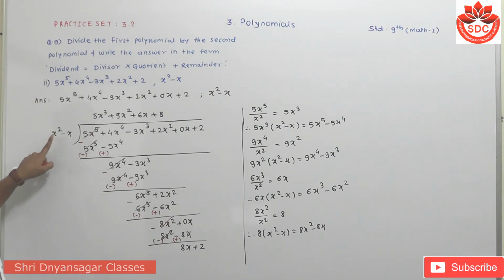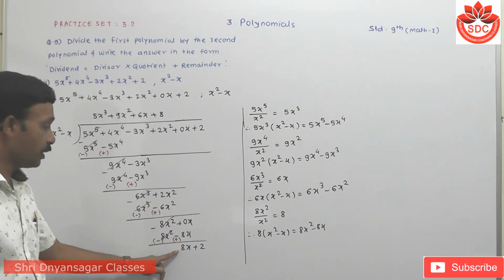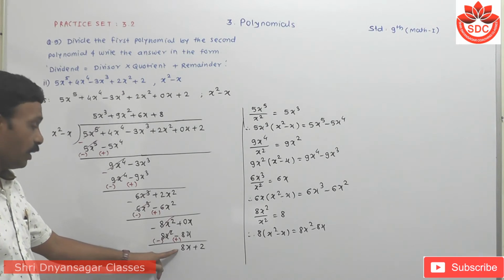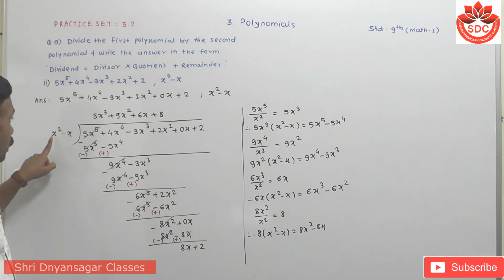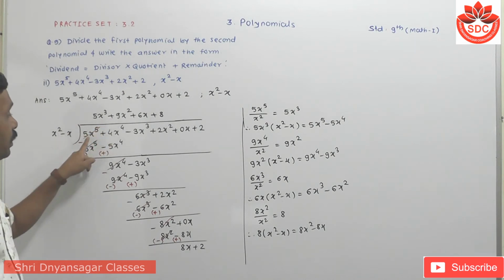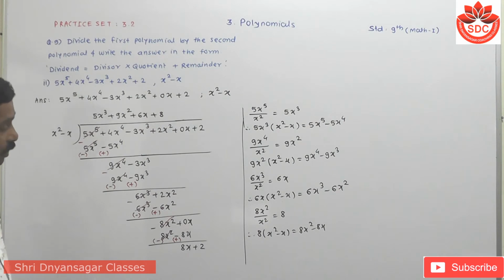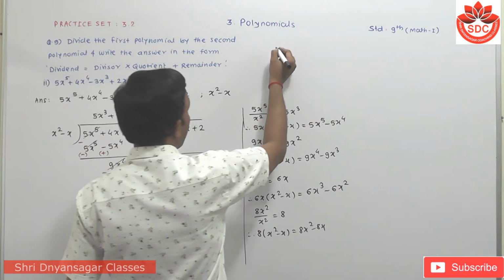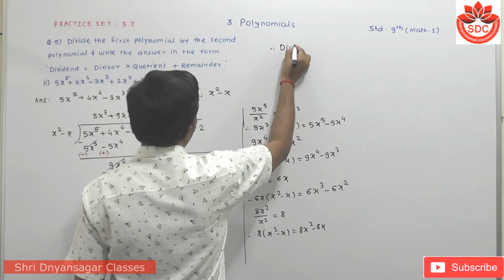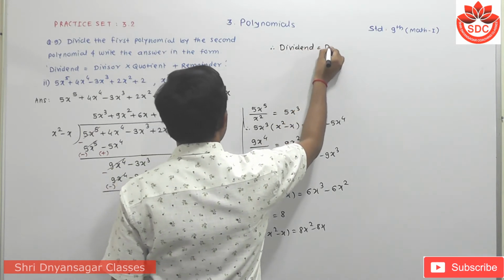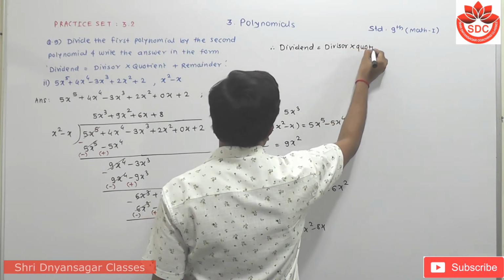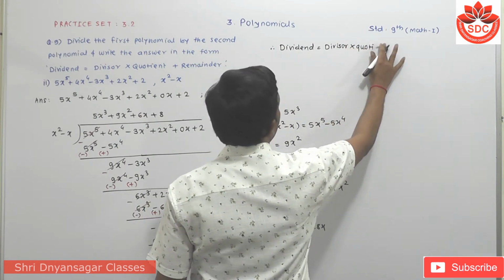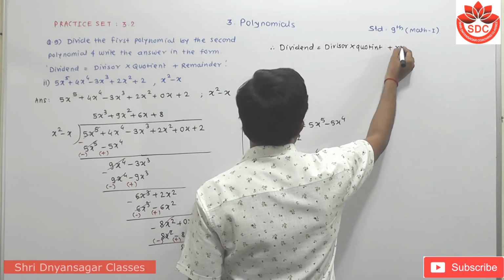The degree of the divisor is greater than the degree of this remainder. At that time we cannot divide it, so this is our remainder, this is our divisor, this is our quotient, and this value becomes our dividend. So we write the answer in a full sentence. Therefore dividend is equal to divisor into quotient plus remainder.